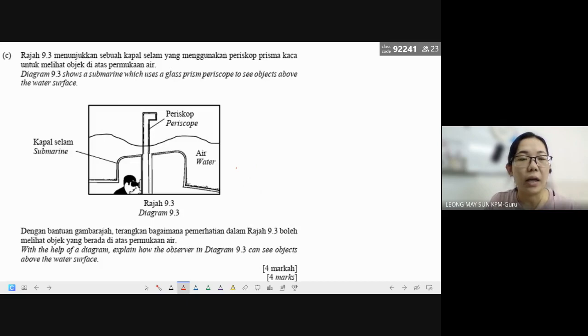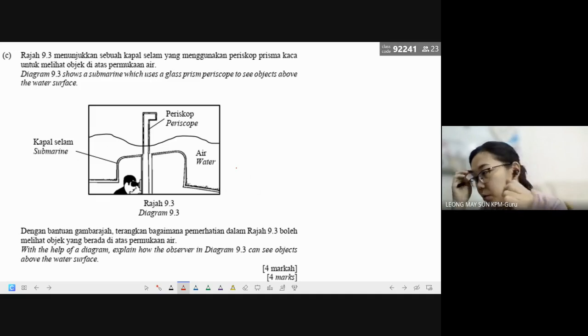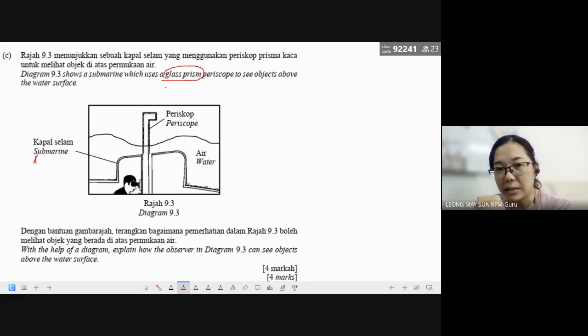Okay, next, this is a diagram that shows a submarine which uses a glass prism. Due to time constraint, I'm only going to show you the answer here. A submarine which uses a glass prism periscope to see objects above the water surface. Now, this prism periscope is using a prism. There are 2 types of periscope. There's a mirror periscope and there's a glass prism periscope.